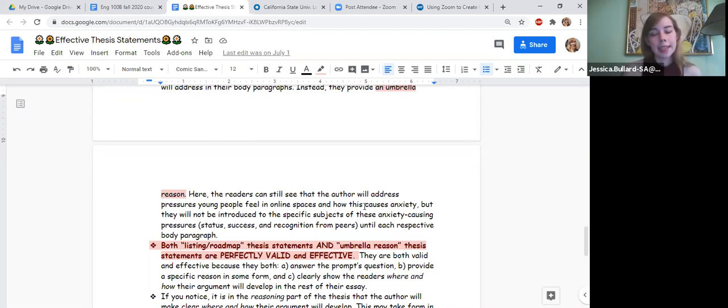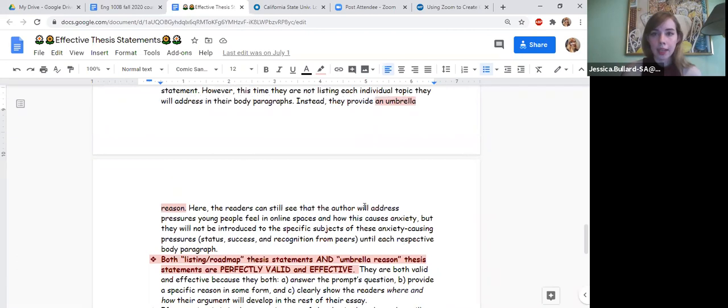Okay, it is a little bit more difficult to write a thesis statement with an umbrella reason, but it's important to also feel comfortable being able to write a thesis statement with an umbrella reason. So I would really encourage all of you to practice both. Practice writing out the listing thesis statements, like the first one we looked at, and then practice writing out the umbrella reason statements.